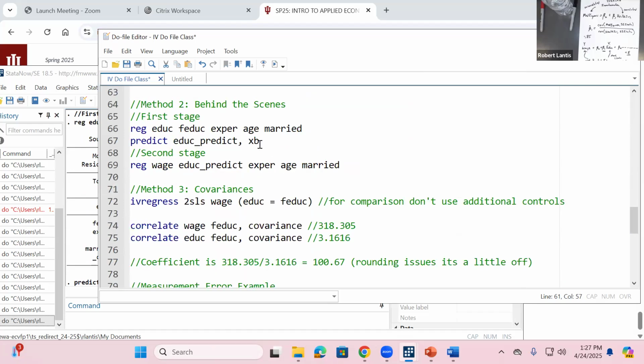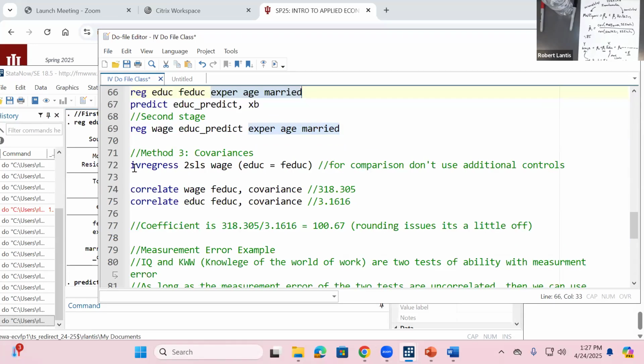Now, I've included some additional controls here. So I had experience, age, and married in there. So I can try to use that covariance method again. But once again, if I include additional controls, they will be a little bit off. So if I run this regression without the controls, then hopefully it will be exact, right? So just to remind us of what this is.